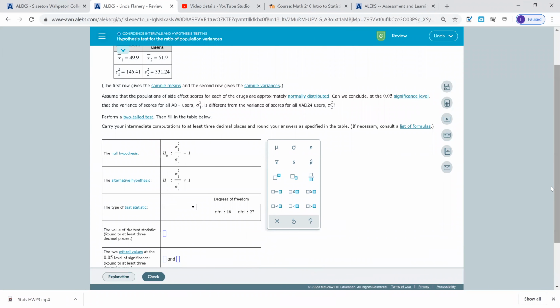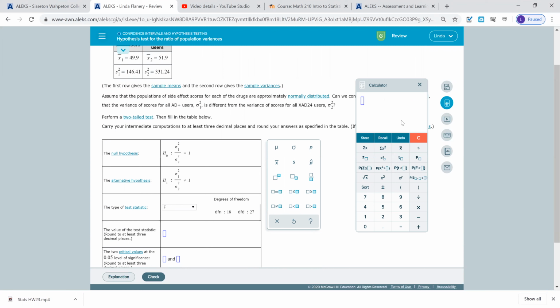Find the value of my test statistic. So I'm going to grab my calculator here. I am going to take the variance of the first, 146.41, divided by the variance of the second, 331.24. So 146.41 divided by 331.24 is 0.442 for the value of my test statistic.